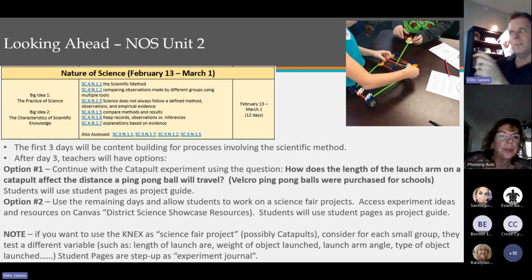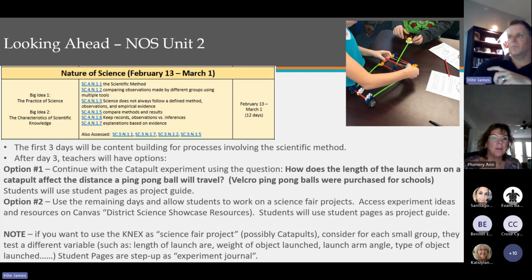But in all the other grade level timelines, there's actually a designated space for doing projects. So fourth grade, we already had a Nature of Science unit. There's another one coming up in February through March. And so what we talked about was, let's give teachers the opportunity to do that. So basically, and I'm almost done with this unit.